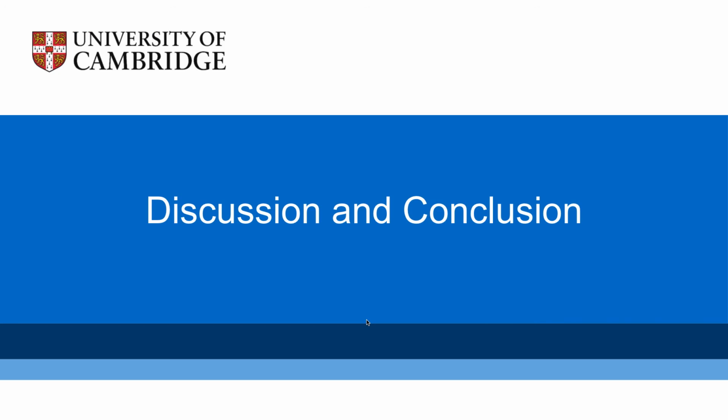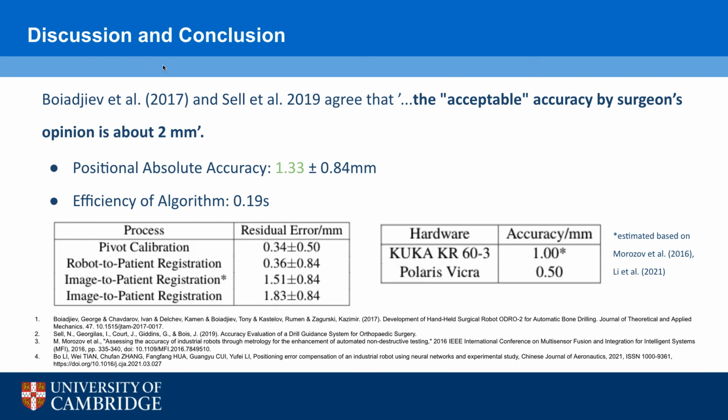The reason I keep saying 2 millimeters is because according to these 2 studies, the acceptable accuracy by a surgeon's opinion is about 2 millimeters. And the fact that ours has an average of 1.33 and all except 1 are below 2 millimeters means that this is a very acceptable result. And the efficiency of the algorithm, the time it takes for the drill guide to follow the points whilst tracking, is about 0.2 seconds on average, so that is also very good.